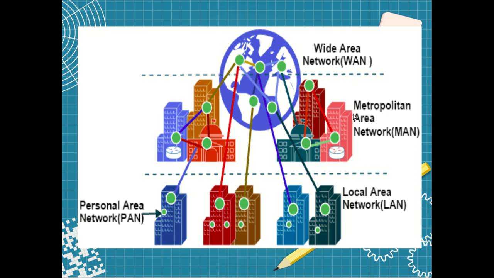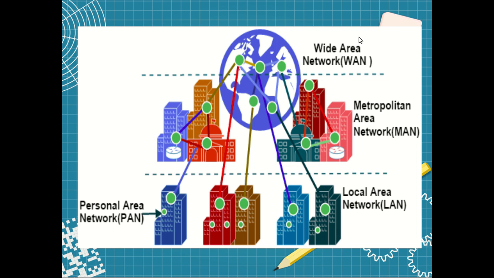Then coming to the third one, that is MAN or metropolitan area network. A metropolitan area network will connect computers across larger areas, let's say within a city. The best example for this is your cable TV providers. If you see the cable TV network, it expands within the cities and it also connects the networks between the cities. Such a type of network is a metropolitan area network.